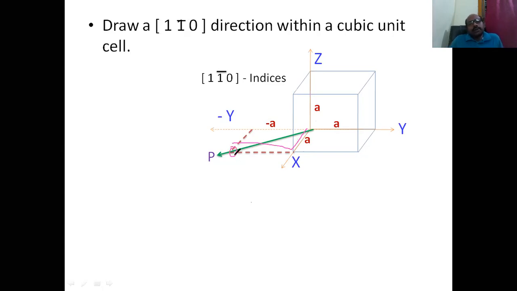We have to connect this point with the origin. So it is our origin. By drawing a line from the origin to this point, that shows the direction of the corresponding Miller indices. So it is the required direction in our problem.